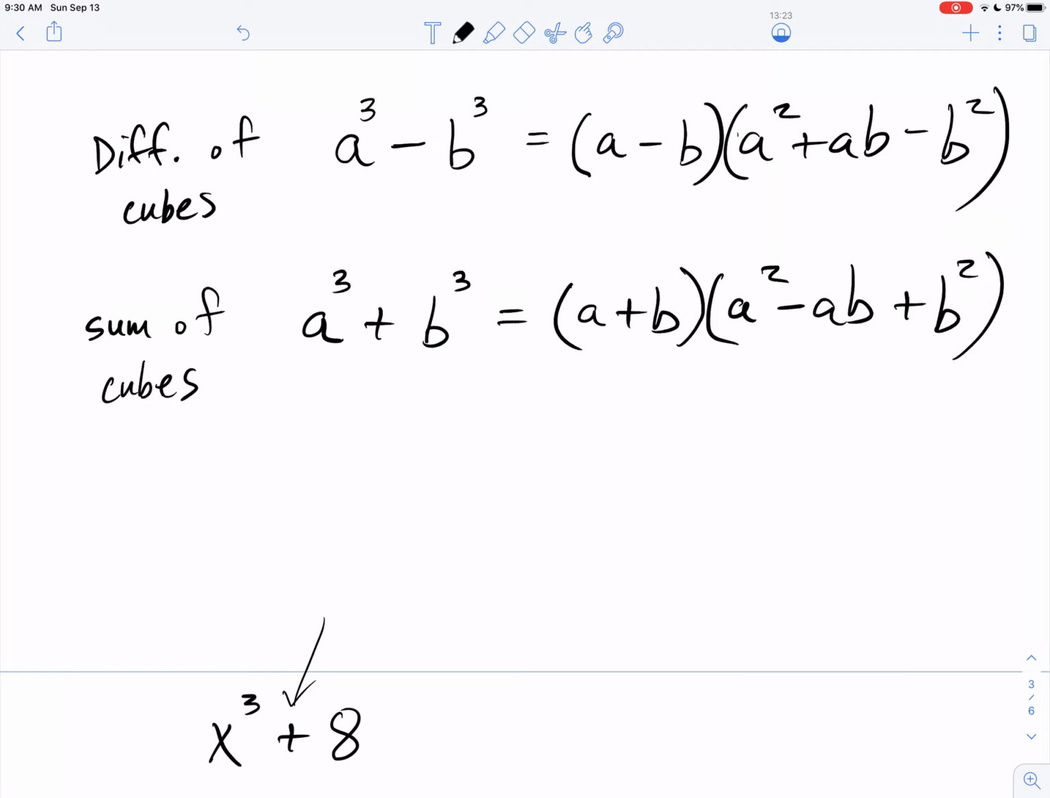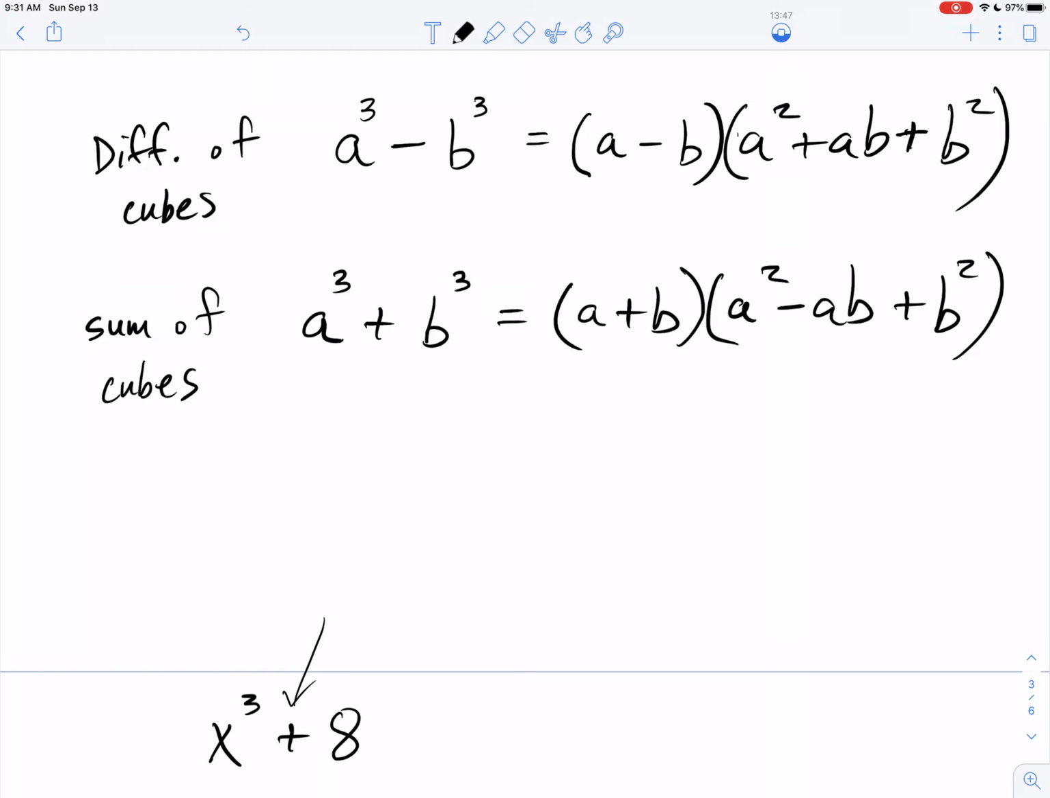And I just noticed this when I wrote that out. This guy's supposed to be a plus. Whoops, I messed that up. Anyway, here we go. Difference of cubes is a formula. Sum of cubes is a formula. Pause it, take a little picture of it, or better yet, write it down in your notebook, because we're going to use this. It's going to happen to us.